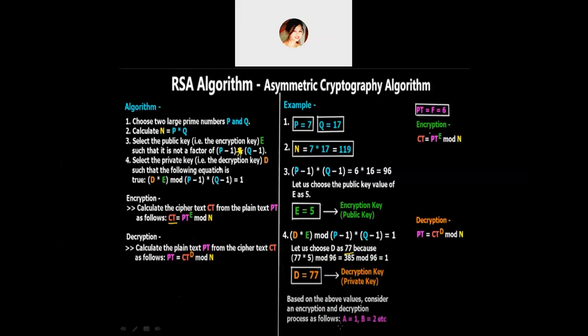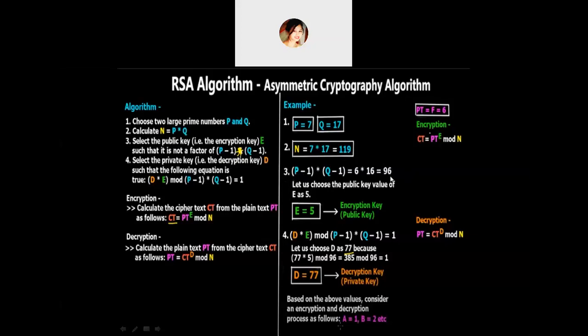So now let's get started. Suppose I have taken two large prime numbers, P equals 7 and Q equals 17. Now calculate N, that is the product. In the second step, 7 into 17 gives 119. Then in the third step, it says select the public key, that is the encryption key E, such that it is not a factor of P minus 1 into Q minus 1. So P minus 1 is 7 minus 1, which gives 6, and Q minus 1 is 17 minus 1, which equals 16. So 6 into 16 gives 96.